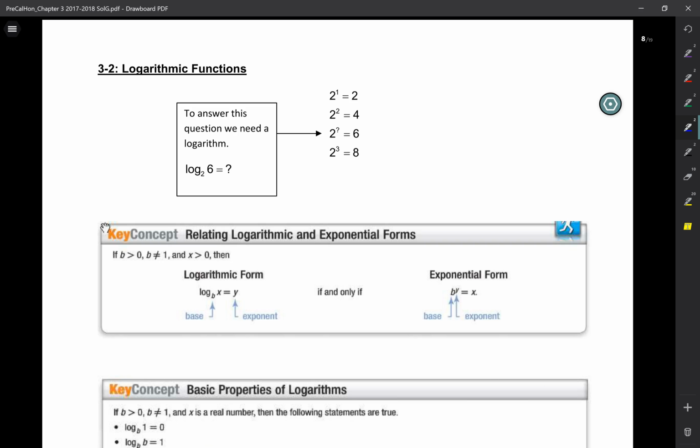About logarithms in section 2. So basically, and I know this is going to be somewhat of a review from last year. So basically, here's what you have, right? You have powers of 2 here.